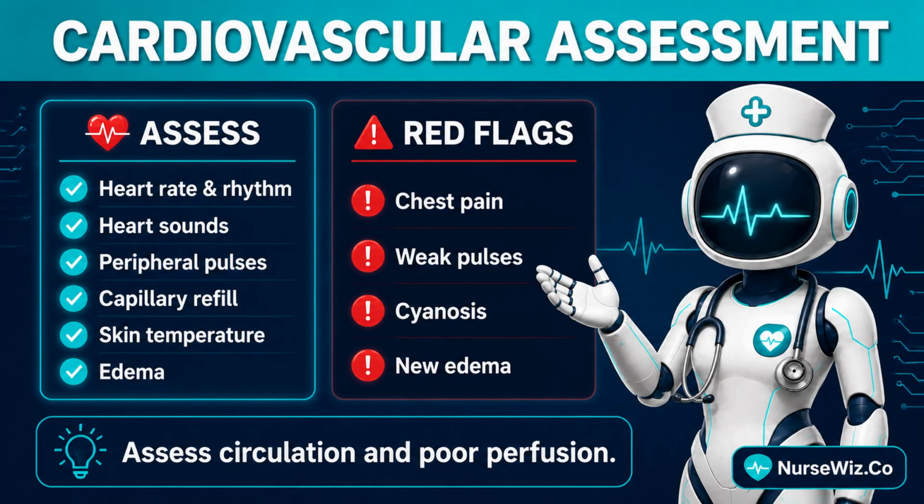Palpate the pulses on both sides and compare them, because a pulse that's strong on the right and thready on the left is telling you about circulation to that limb. Check the radial pulses together, then move down to the feet and compare those the same way.